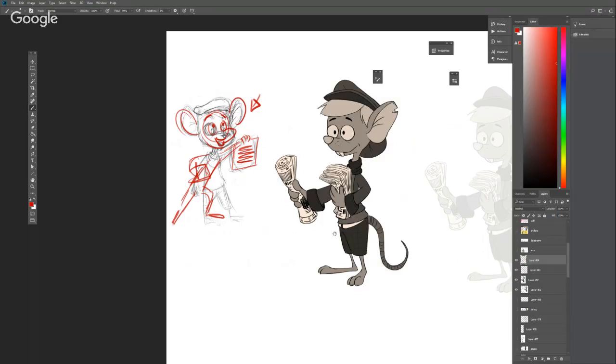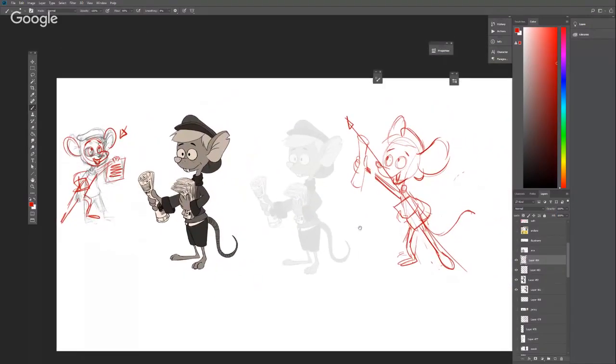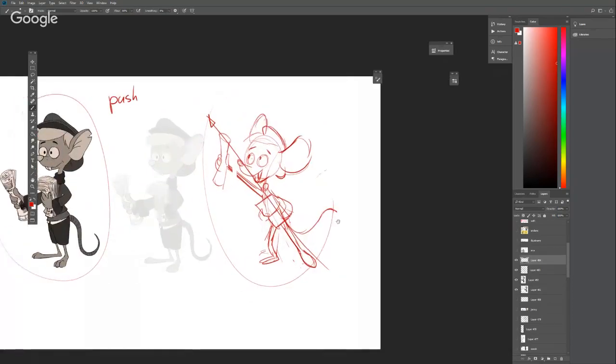So if you try to push your character a bit more, look at old Disney model sheets and stuff like that for how you can do it. But those are great. It's also fun if, so you now made this character. Maybe in one pose he's selling newspapers.